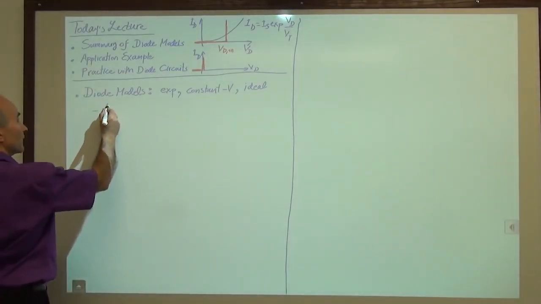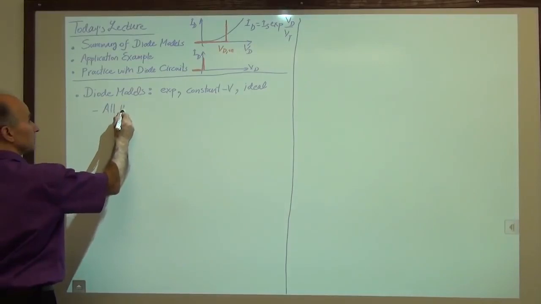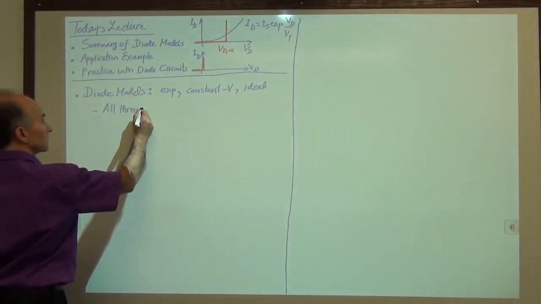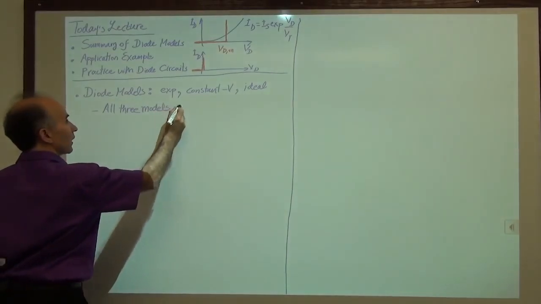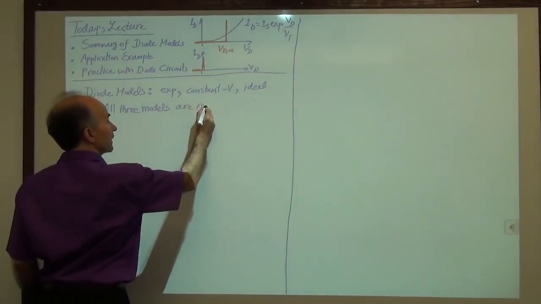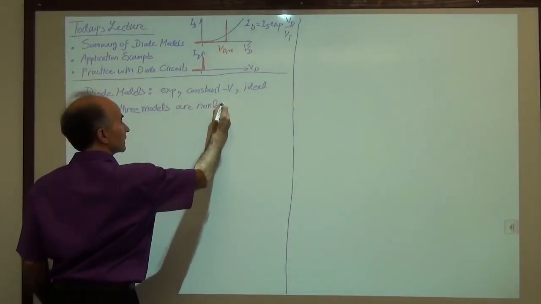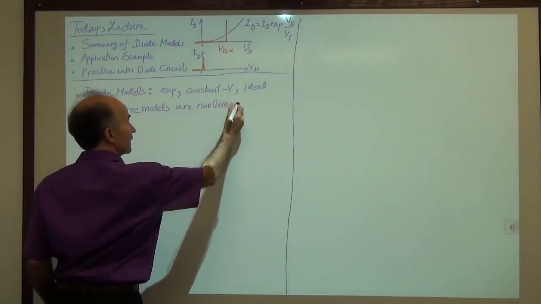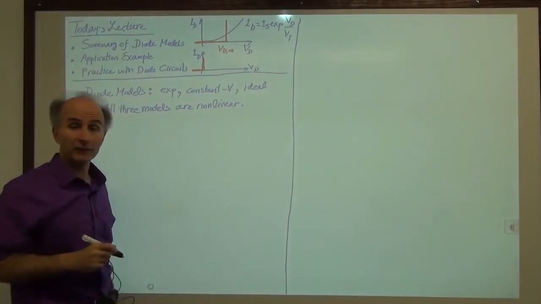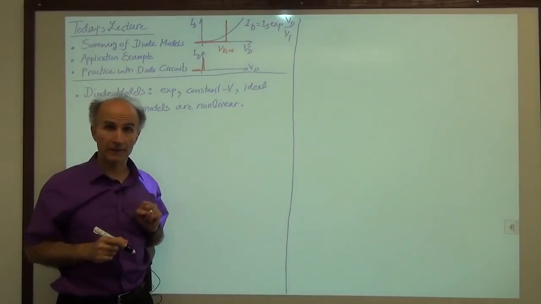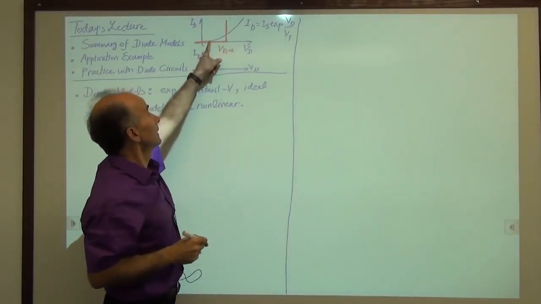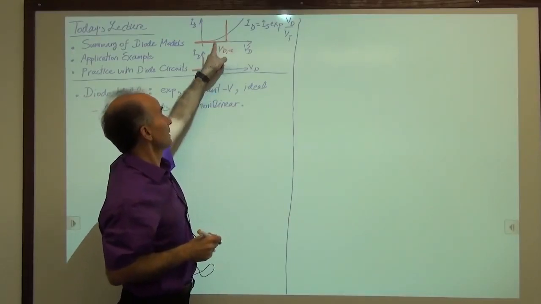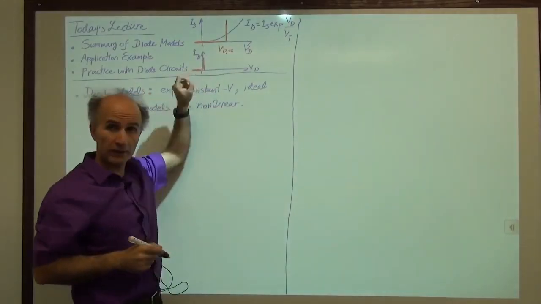All three models are non-linear, meaning that they are quite different from what Ohm's law predicts. As you can see, the exponential is non-linear, the constant voltage model is non-linear, and the ideal model is non-linear.